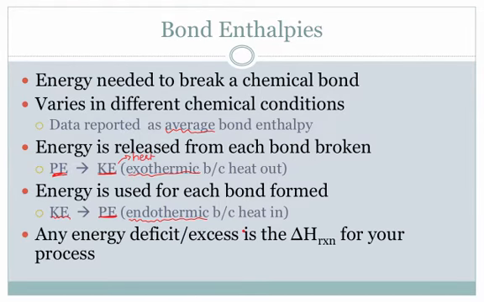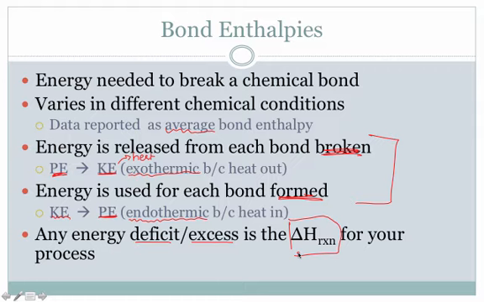We can then keep track, if you want to look at all this together, of the number of bonds broken and the number of bonds formed. Any difference, a deficit or an excess between those two things, will ultimately be the net energy in or the net energy out of your process, which we can then correlate back to a value of delta H for the entire reaction.